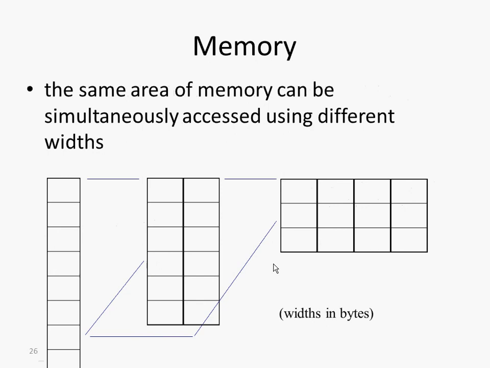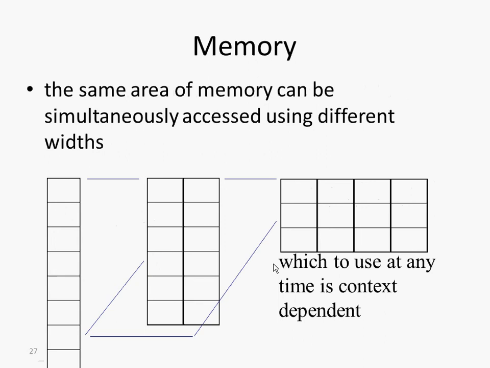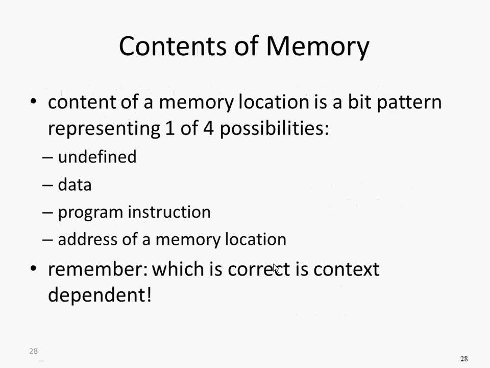So what's in these memory locations? We have these locations, these bins. What's in there? Well, it's a bunch of bits. And those bits can be some data. It could be a program instruction to tell it to add these two values. It could be the address of a memory location, in other words, it could contain a pointer, or it could be undefined. We haven't put anything in there. It has some values, we just haven't done anything with it.